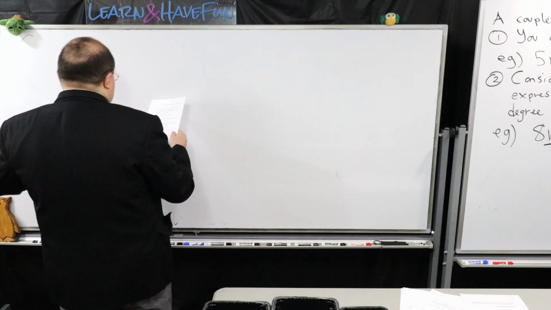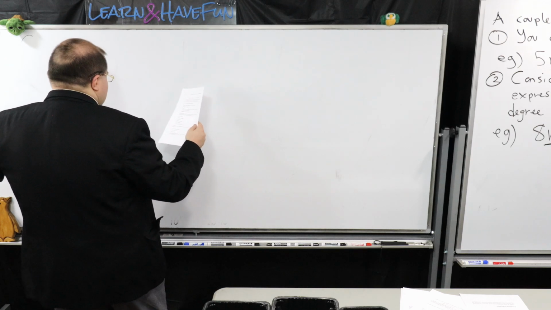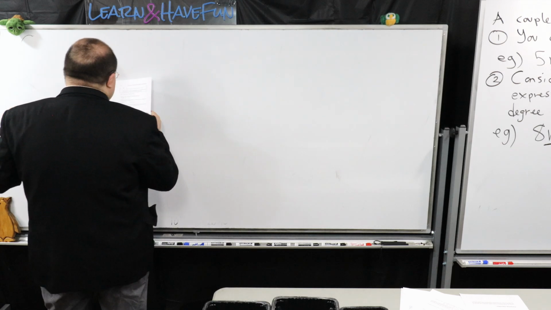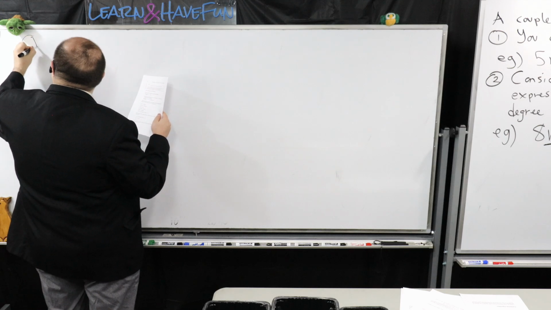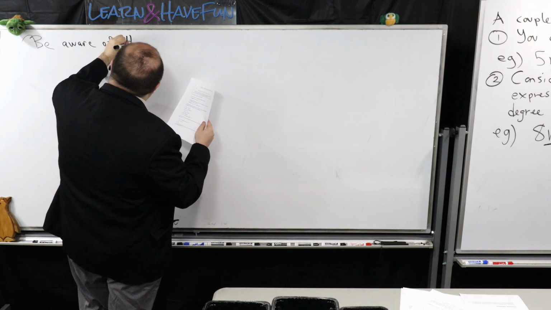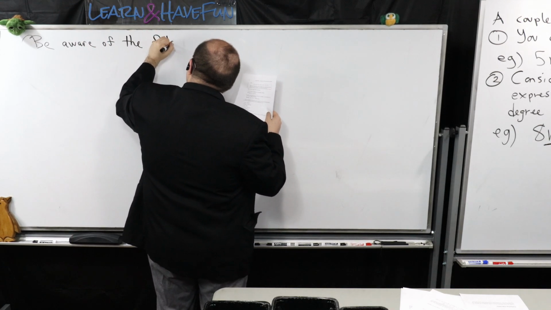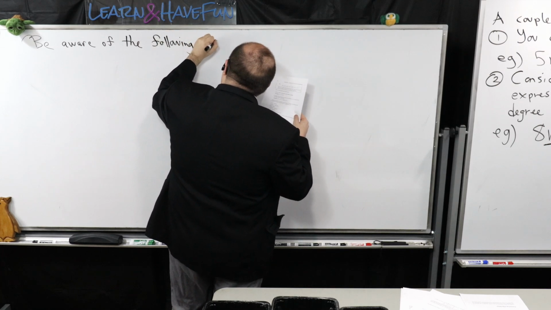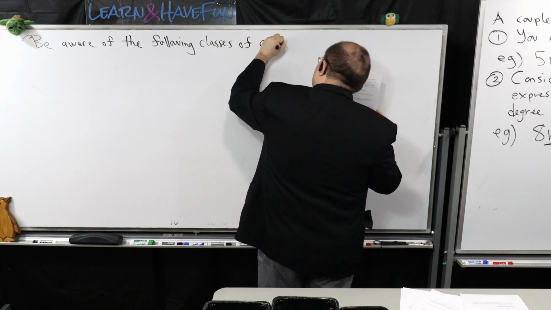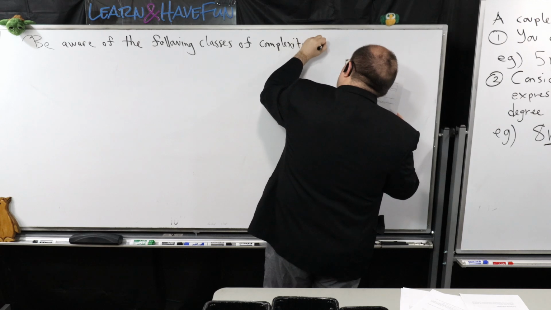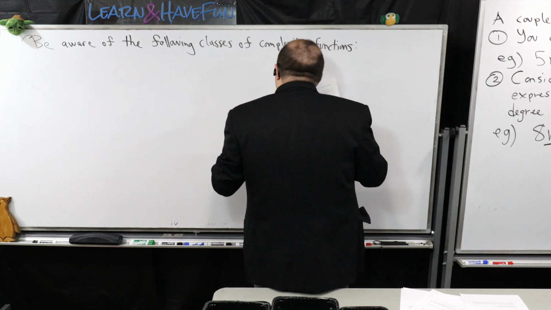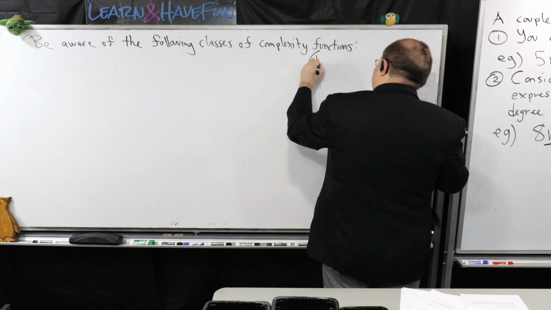I'm going to start at the most specific and go to the broader. You can think of this as least dominant to most dominant, or lowest to highest. So I want you to be aware of the following classes of complexity functions. I'm ordering these by containment.